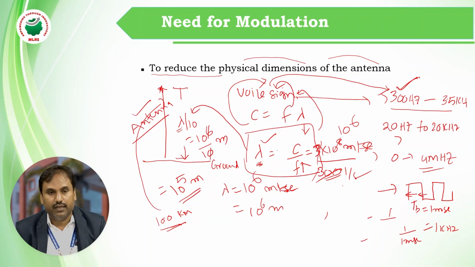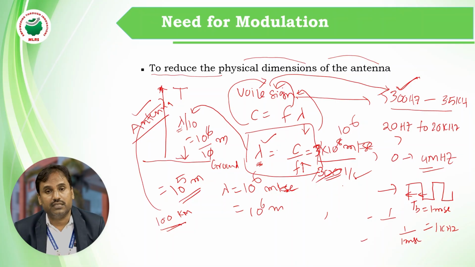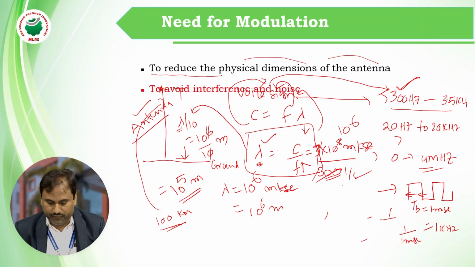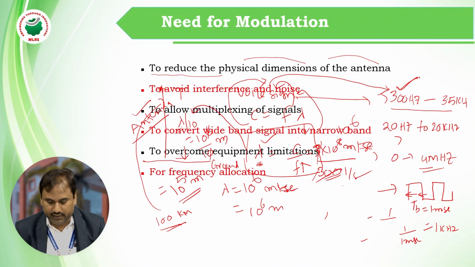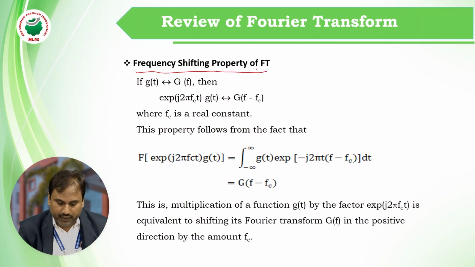For that we need to review a Fourier transform property, which is nothing but the frequency shifting property of Fourier transform. Let me have a look at the frequency shifting property once again, then we'll come back to this. Suppose I have only a 300 hertz signal, g of t.